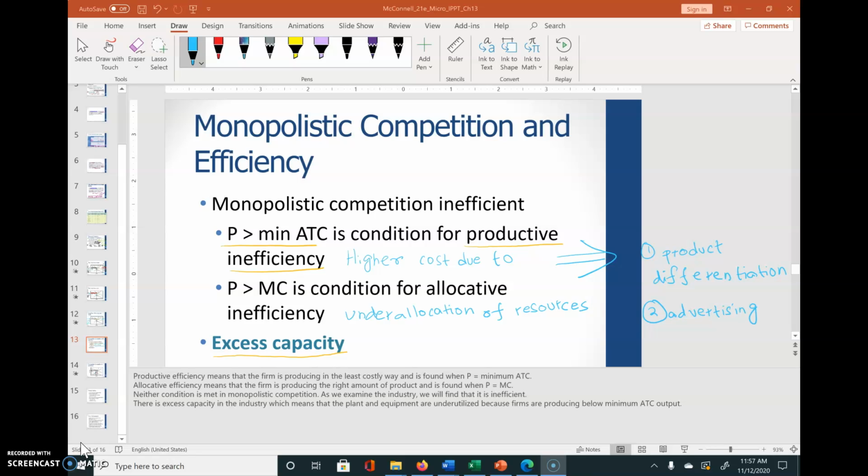The second kind of inefficiency that arises is because price is greater than marginal cost. This leads to under-allocation of resources. We do not really see these inefficiencies in a perfectly competitive market structure. Now, I'm going to look at excess capacity using the graph.